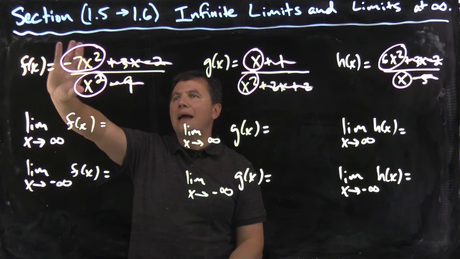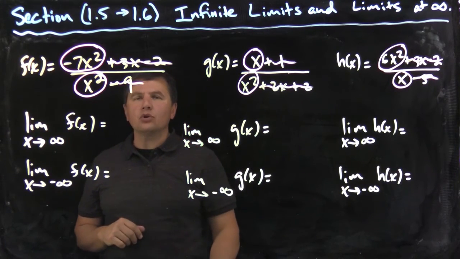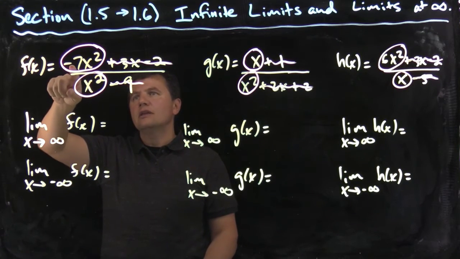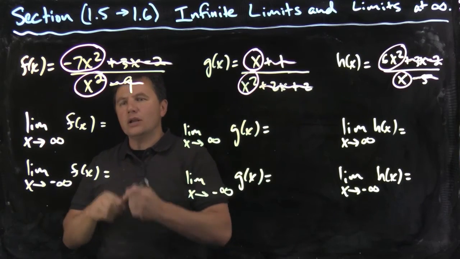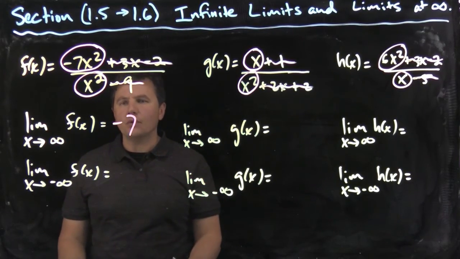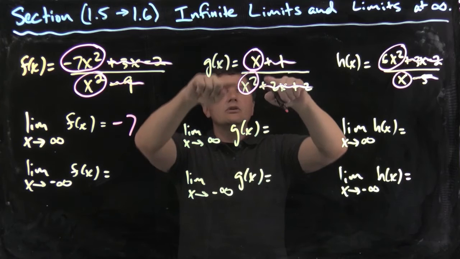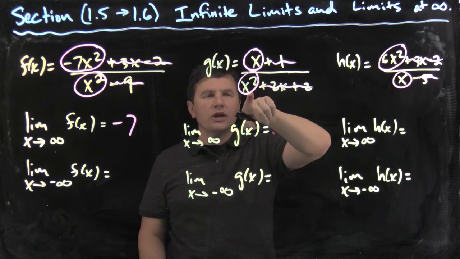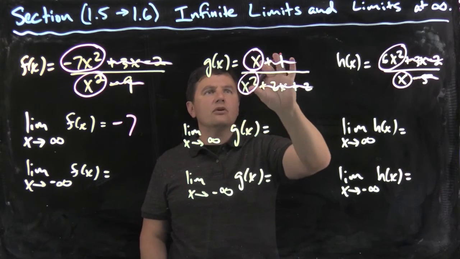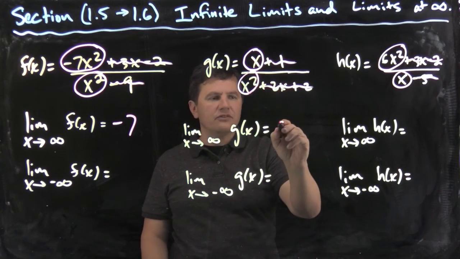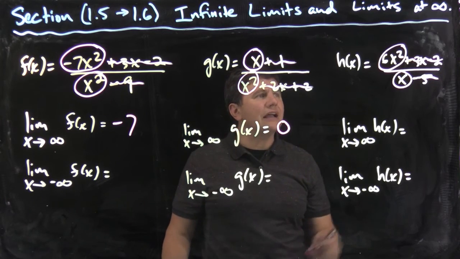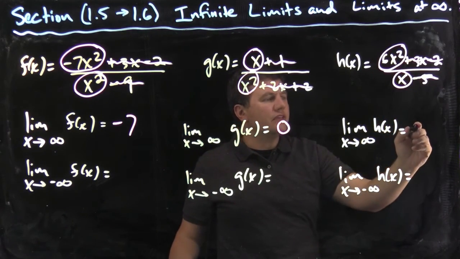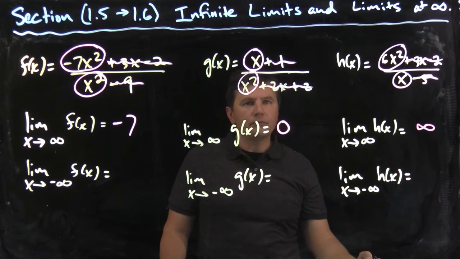First of all, if they match, we're looking at the coefficients here. If I look at these coefficients, I have -7 over +1, so this would be -7. If they have a higher degree on the bottom, that means the bottom is going to infinity faster, so ultimately this thing's going to collapse to 0. And finally, if we have a higher degree, more powerful thing on top, this thing is going to go to infinity.